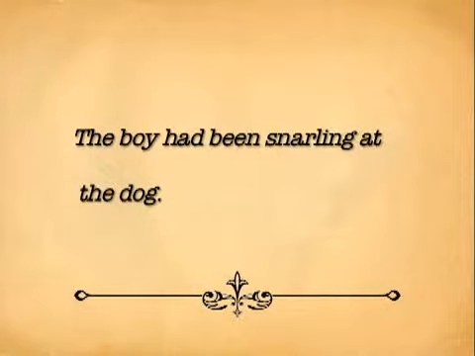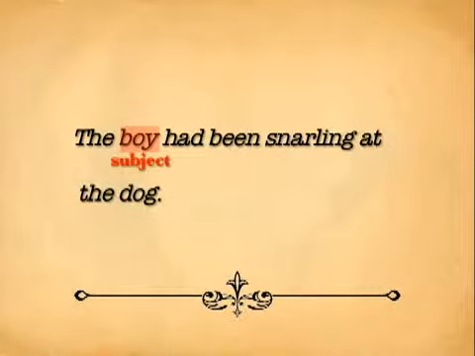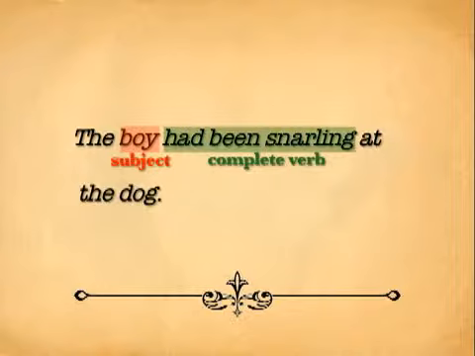The boy had been snarling at the dog. We'll divide this into the subject and the predicate. The subject is the boy. The predicate is had been snarling at the dog. For the purposes of our discussion, we really don't need to deal with complete predicates, which is again the verb and the recipient of the action. So we'll just focus on the complete verb. So in this sentence, again, the subject is boy, and the simple complete verb is simply the action, and all parts of the verb that work to indicate tense. In this case, had been snarling.